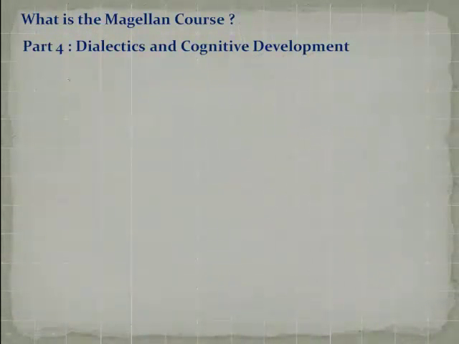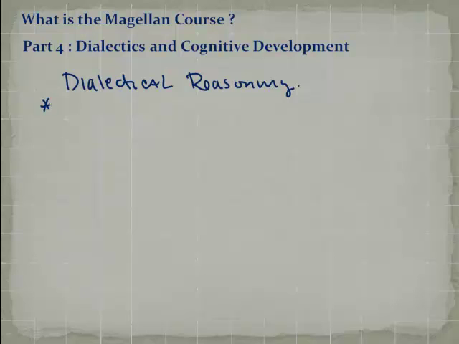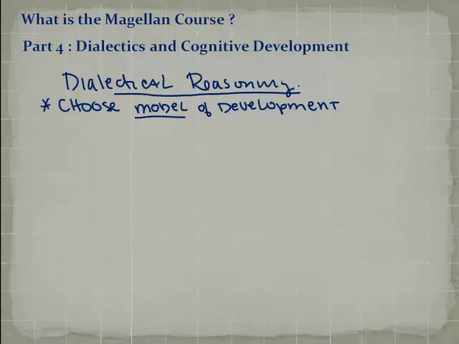Now, the interesting thing in doing this video is that to look at the role of dialectical reasoning in cognition, we are forced to choose what model of development we will consider, because the model that we choose greatly influences or determines how we answer this question: what is the role of dialectical reasoning in cognitive development?